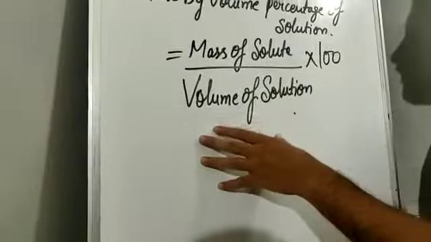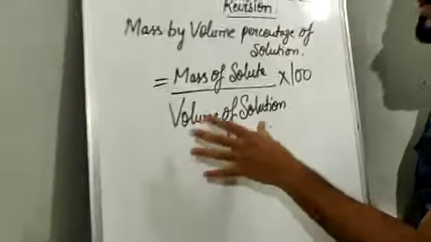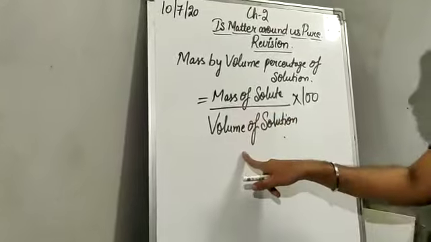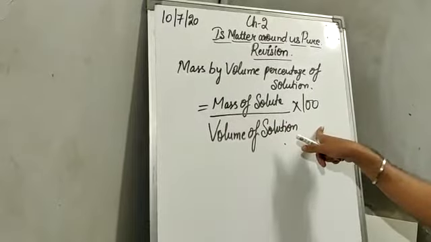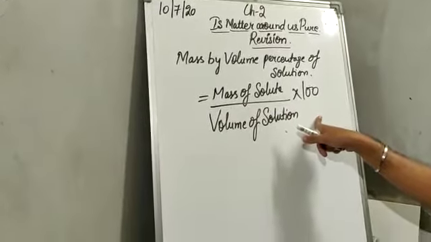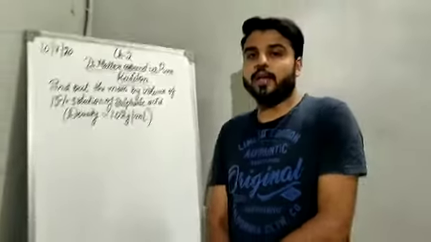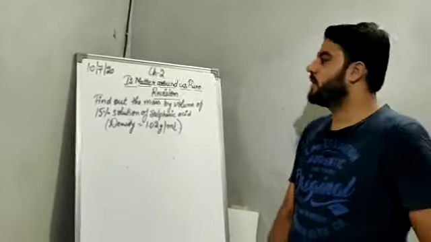If you are given the volumes of solute and solvent separately, you can add them to make the volume of the solution. So mass of solute upon volume of solution into 100. Okay. Now we will do a numerical based on mass by volume percentage.